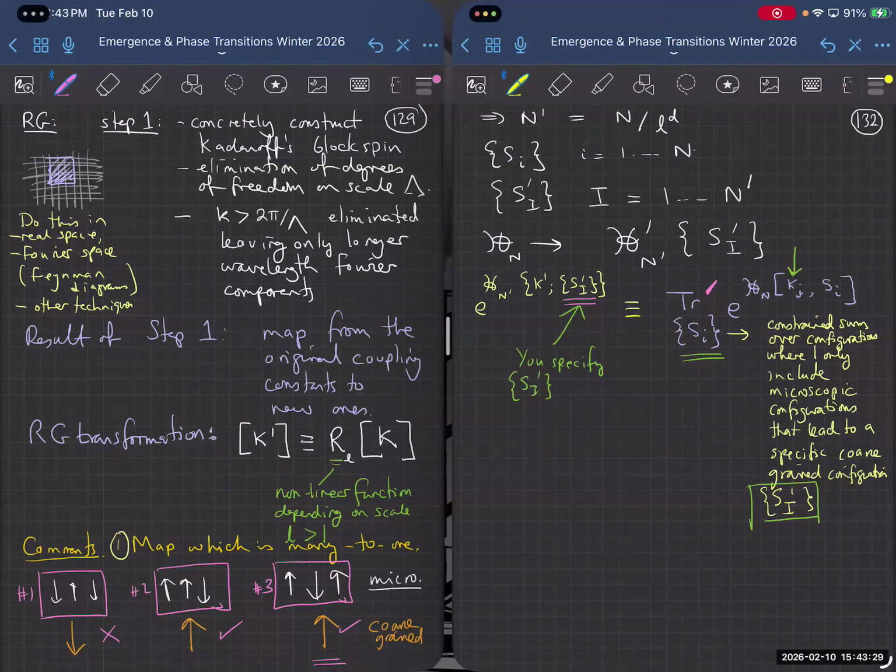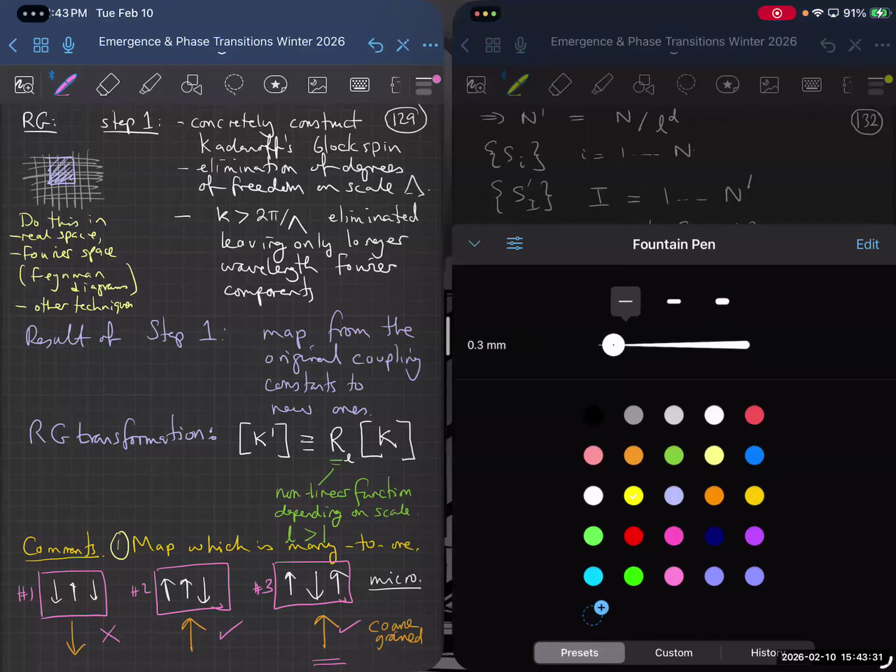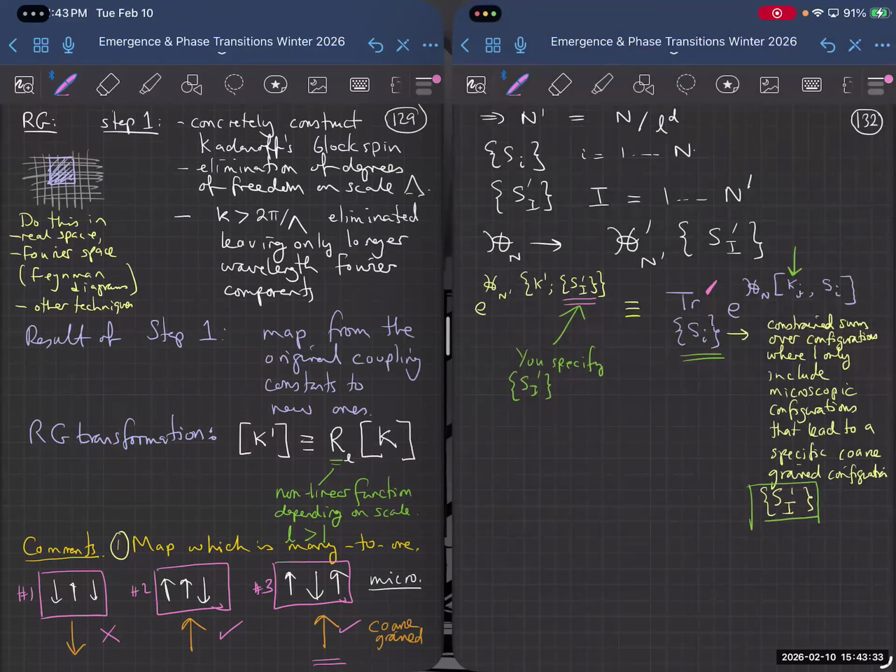So this step here, this process, this defines the effective Hamiltonian as a function of its degrees of freedom SI prime. That's how we define it. Okay, and then what use is this?